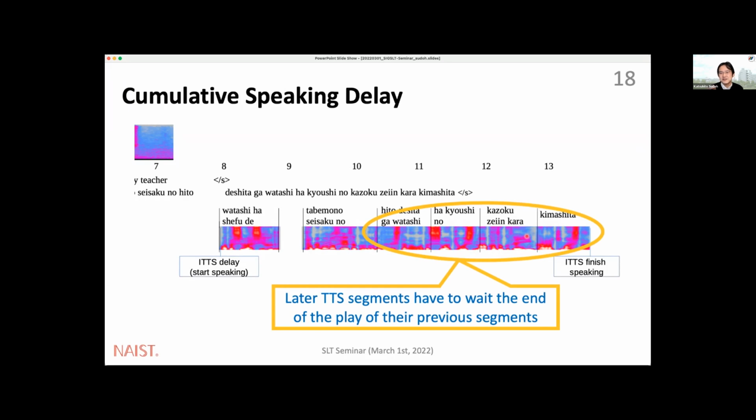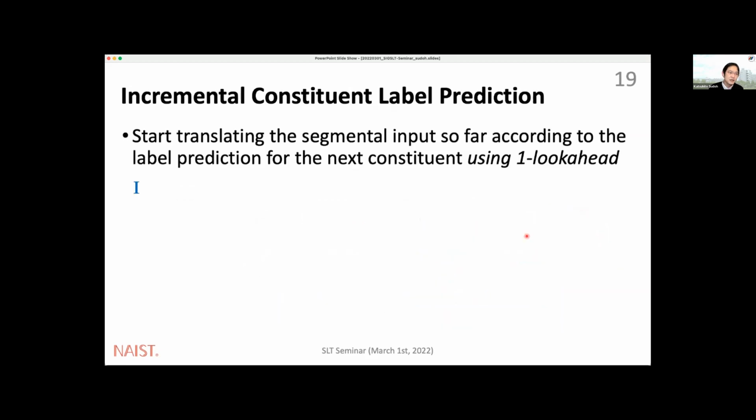So in the actual simultaneous translation experiment, we have 10-minute TED talks, but the actual speech output is longer than we expected, and it takes 1 or 2 minutes after the end of the original talk. This is a really important problem in this kind of application, I think.